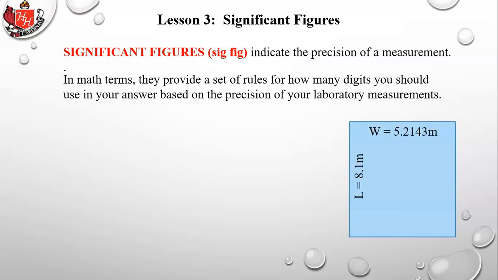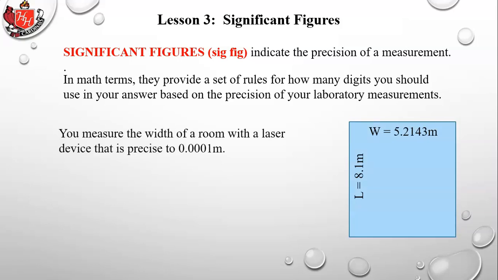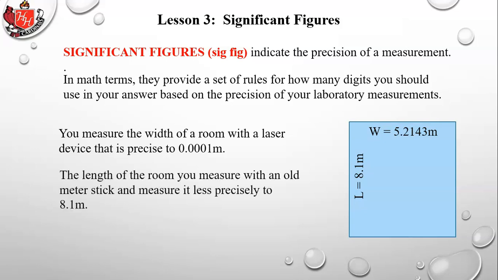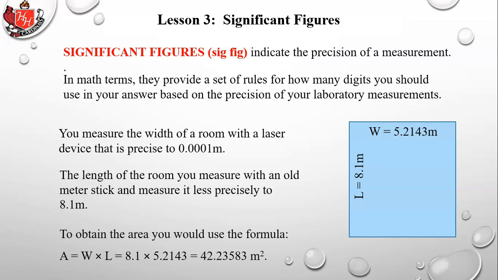So here's an example. Let's say we have a room and we have measured it, the width and the length. You measure the width of the room with a laser device that's precise to 1/10,000th of a meter. The length of the room you measure with an old meter stick, and you measure it much less precisely, to about 8.1 meters. So to obtain the area, you would use the formula area equals width times length, which is 8.1 times 5.2143. And that gives you 42.23583 meters, and that would be meters squared.